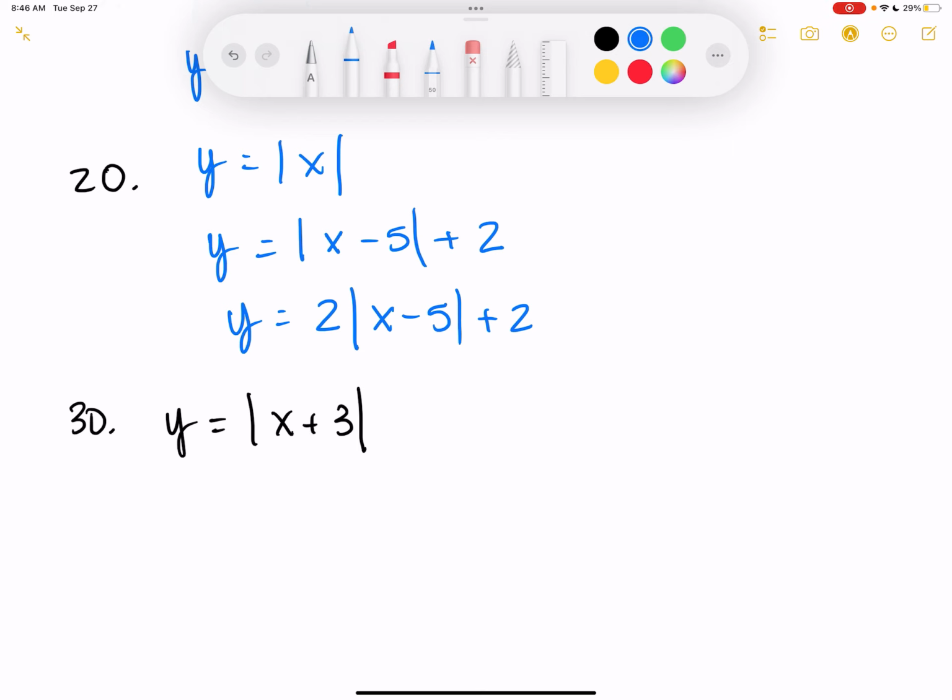If it was with the graph that was given, the equation is y equals the absolute value of x and then plus 3 on the outside. With what this would have given you, the graph should have been moved left 3.